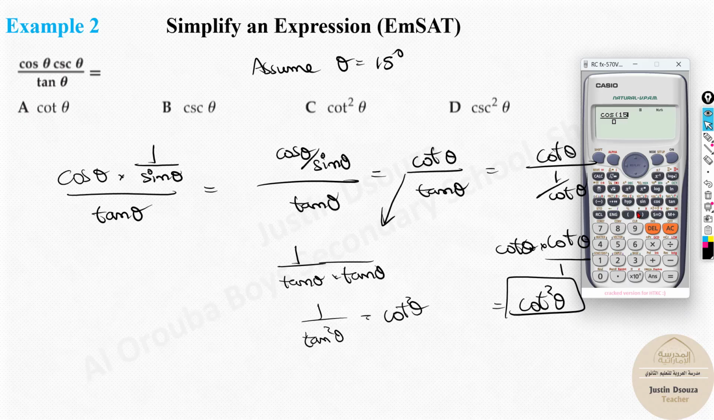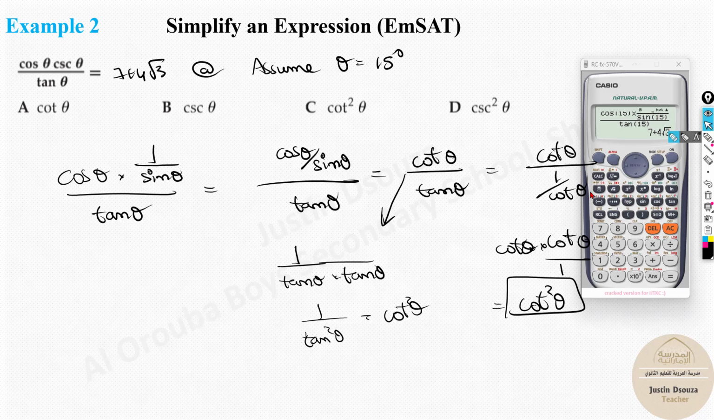Cos 15, close the bracket, multiplied by cosecant. Now how do you write cosecant? It's 1 by sine. And lastly, we have tan 15. What's the answer? It's 7 plus 4 root 3, or 13.928. Now whenever you put theta as 15 in all the 4 options, you must get this. Only one will give you the correct answer. This was 7 plus 4 root 3 at this theta.